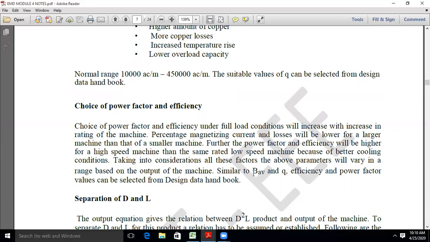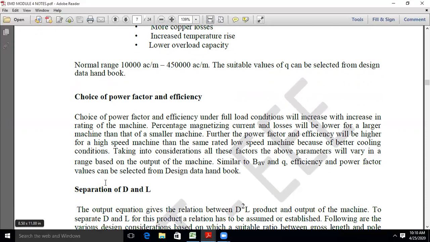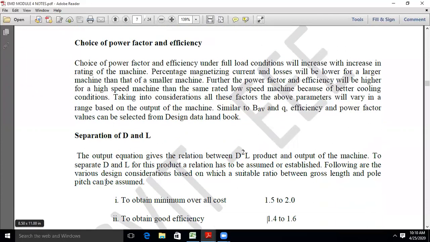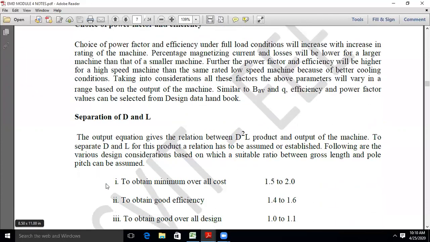So similar to BAV and Q, efficiency and power factor values can be selected from the design data handbook. Now we need to study the separation of D and L. How do we separate D and L from that particular output equation? The output equation is the relation between the D square L product and the output of the machine.